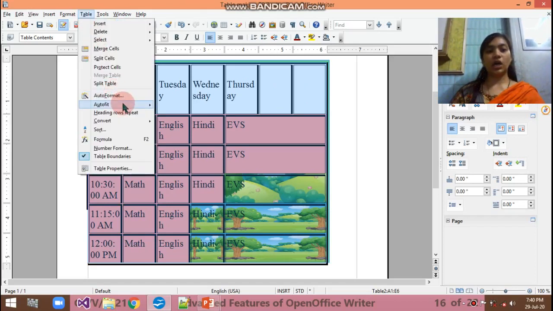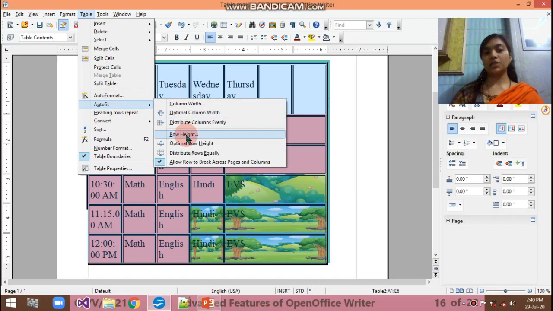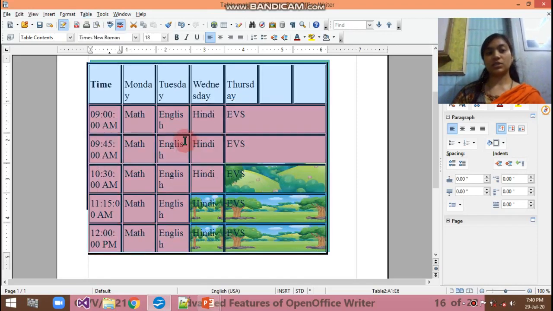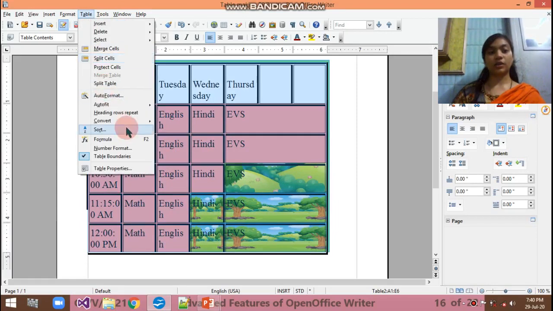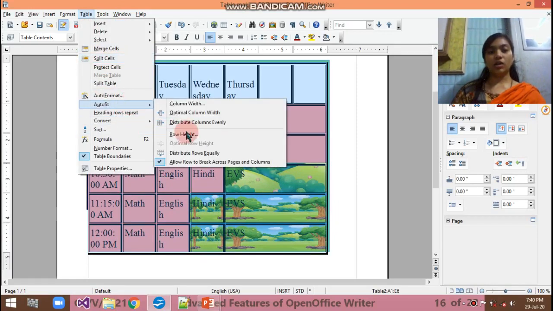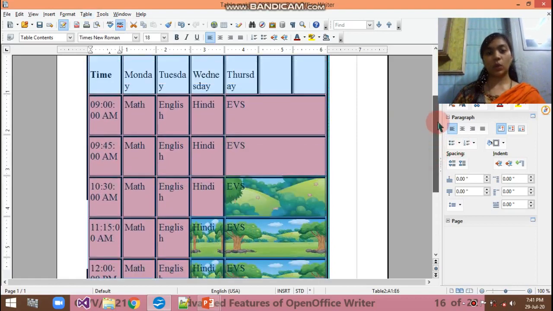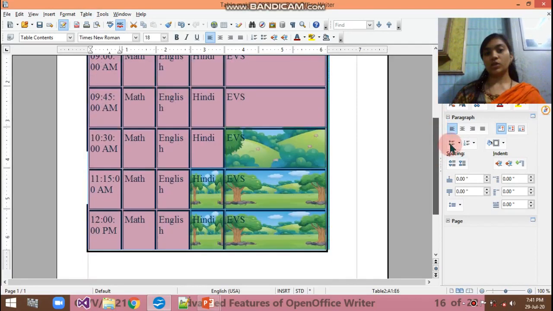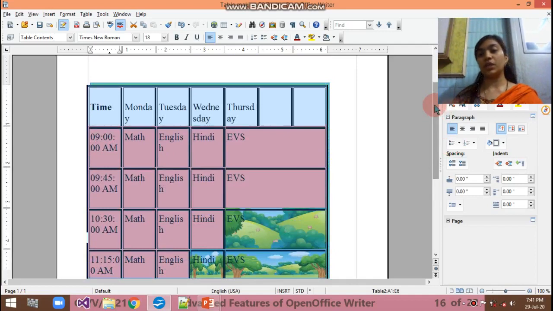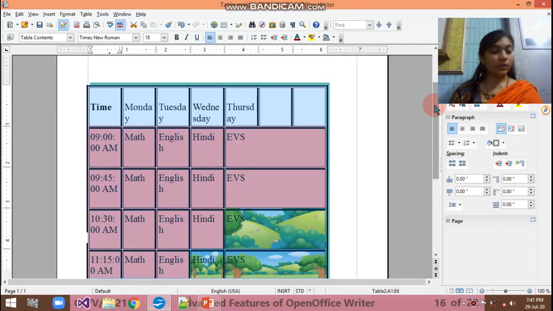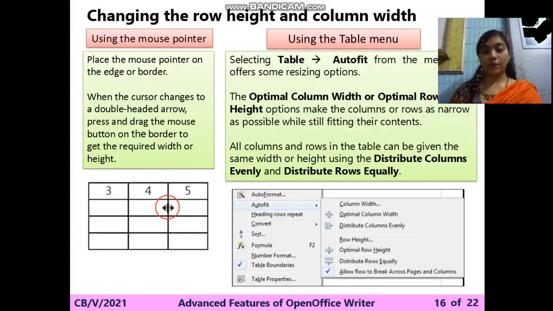Table autofit row height, you can change the row height. Optimal row height, you can see the changes in all of that. Distribute rows equally, so it will distribute equal parts of the row. So these are the ways you can change the row height and the column width equally, and you can also divide them equally. You have to do the practical for that also.